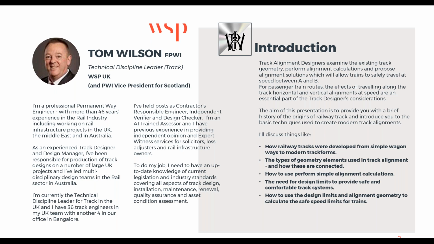I'm going to discuss things tonight like how railway tracks were developed from simple wagonways to the modern track forms that we know and love, the types of geometry elements we use in track alignment and how these are connected together, how to perform simple alignment, I stress simple alignment calculations, nothing too daunting in there, and I'll discuss the need to have design limits to provide safe and comfortable track systems, and how to use those design limits and alignment geometry to calculate the safe speed of trains.